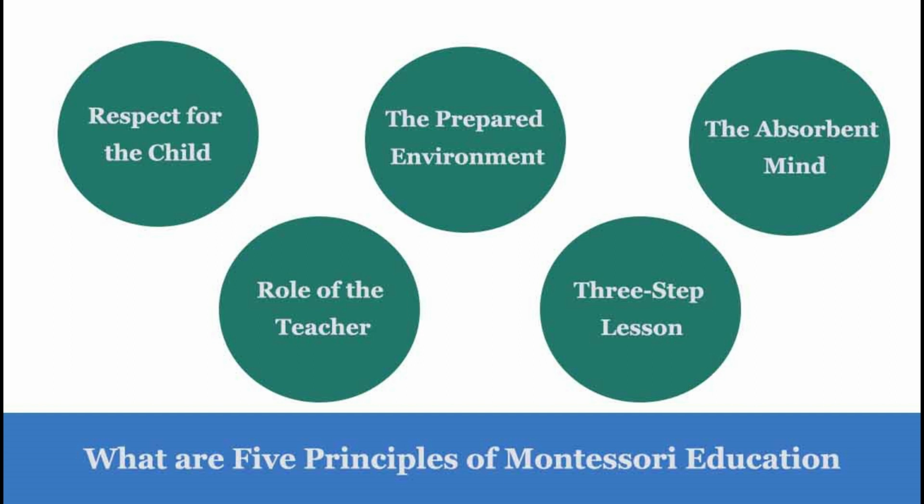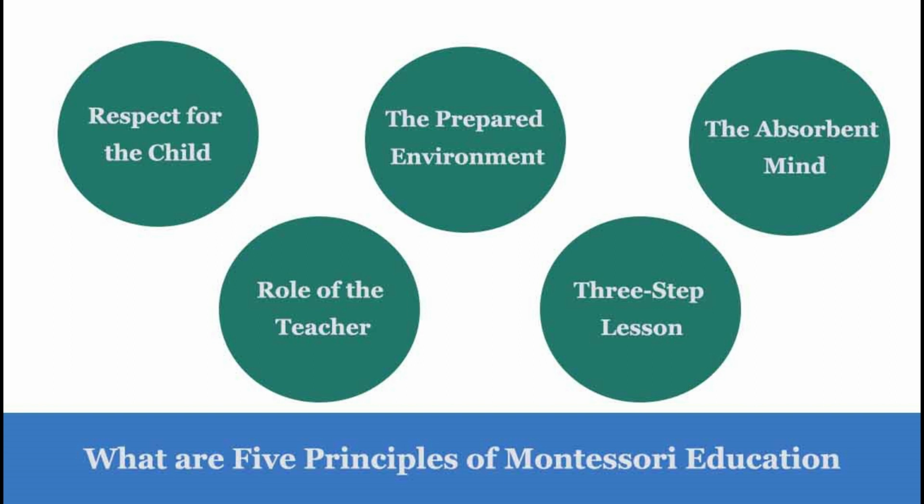Now the second one is the absorbent mind. What is the absorbent mind in Montessori? The absorbent mind describes a child's ability to take in information through their environment and their experiences by using their own mental muscles. This ability begins from the moment of birth and lasts till the age of about 6.